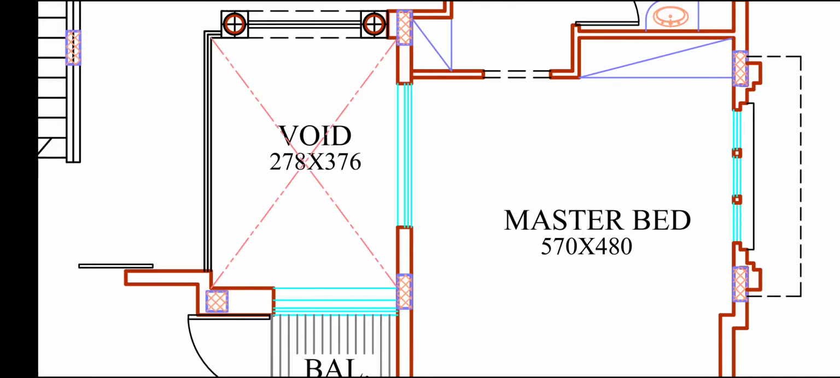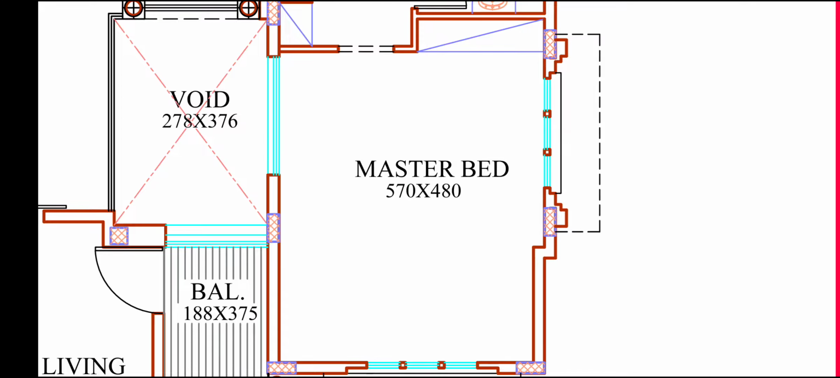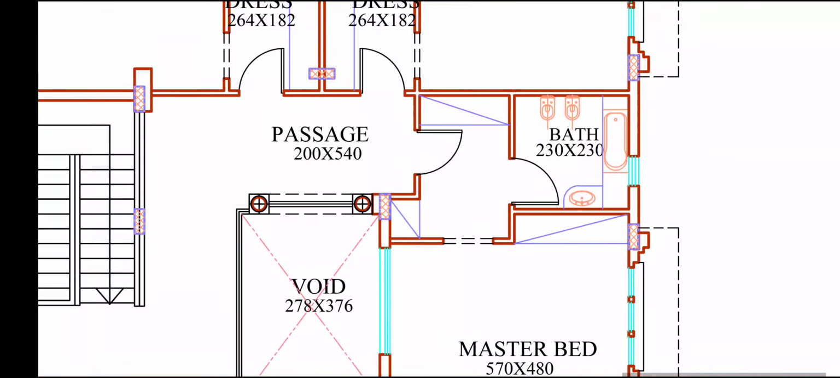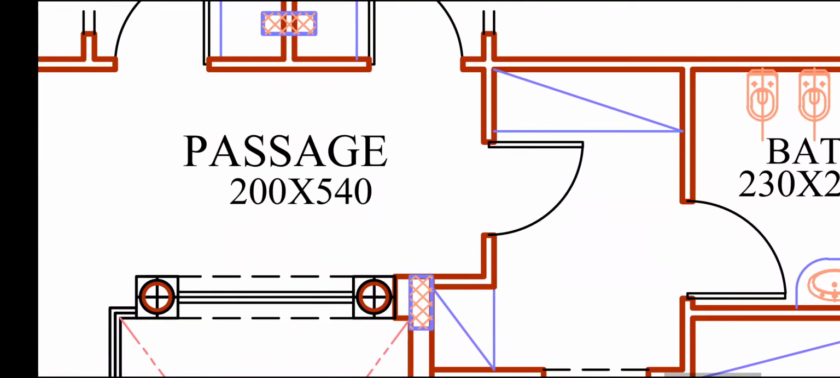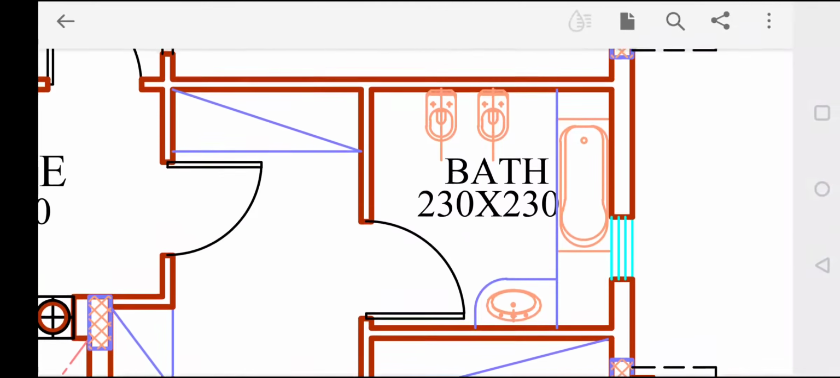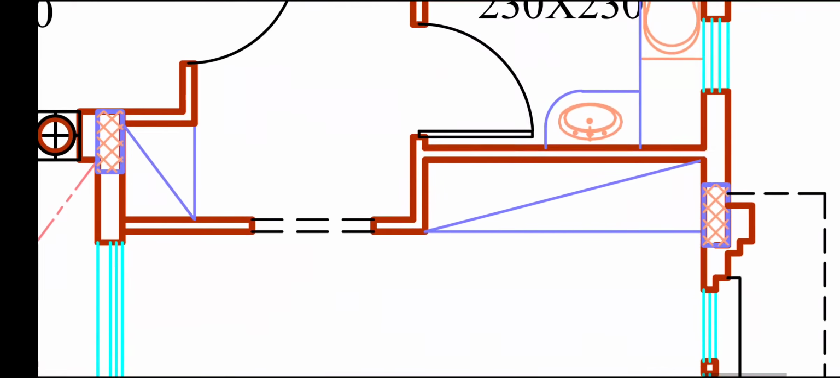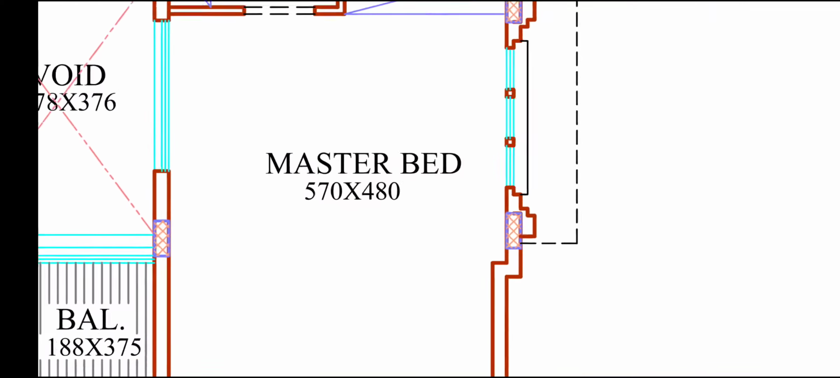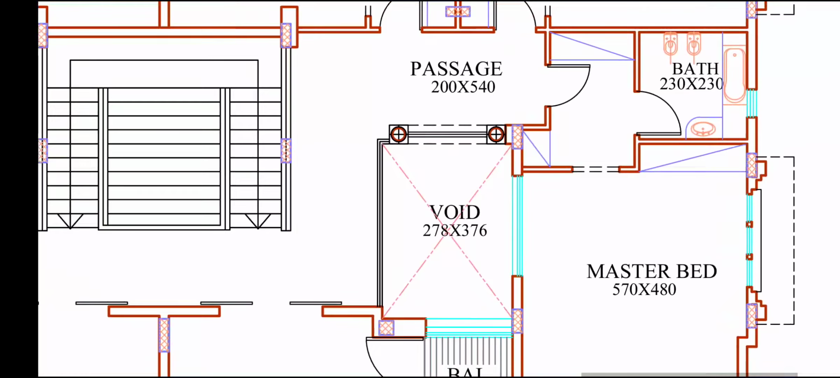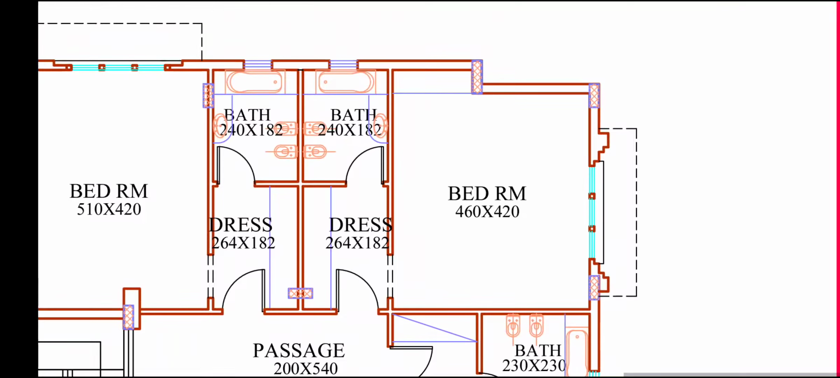We will cover it with a frame design, roof floor, glass frame design. This is the master bedroom, this entrance, this side. This is our passage 540 by 200 centimeter. This attached bathroom is 230 by 230. This dress area, and this master bedroom. On this side window we have given a projection. See, this side is a type projection continuous from the ground floor, and here again a bedroom 460 by 420.